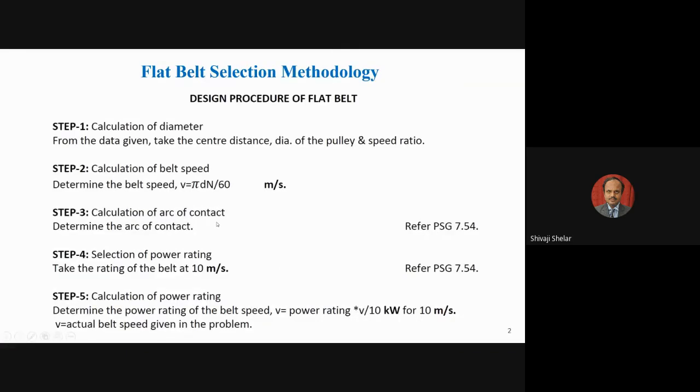Okay, so step two, calculation of the belt speed. The belt speed is calculated assuming there is no slip between the belt material and the pulley material. So whatever is the peripheral speed of the pulley will be the same speed taken by the belt. So belt speed will be calculated based on the peripheral speed, that V is equal to pi d n by 60. So this we can calculate in terms of meter per second. So you have to take diameter in meter. So diameter of the pulley can be taken in meter.